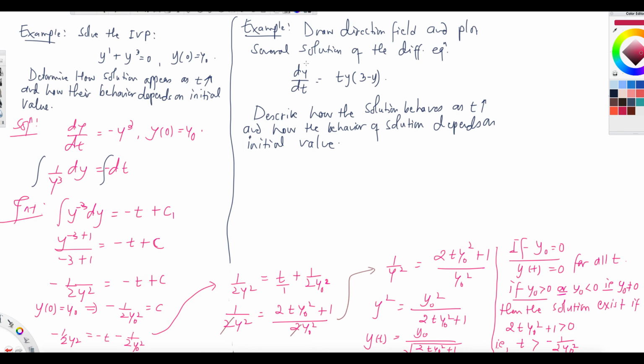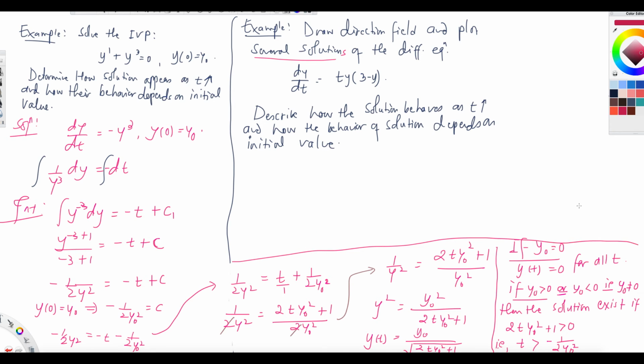The second example says: draw a direction field and plot several solutions of the differential equation dy over dt equals ty(3 minus y). The initial value is not given. So the question is asking what happens if you take different initial values. Describe how the solution behaves as t increases, and how the behavior of the solution depends on the initial value. That's what we want to do here.